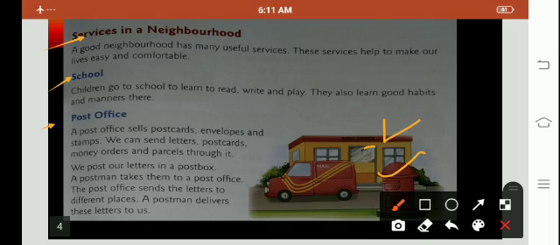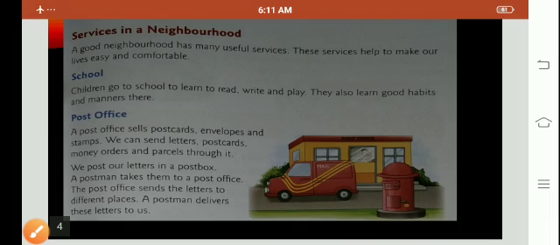And you can also see a person sitting over here. So it is an important facility which is present in a neighborhood. A postman delivers these letters to us. So when we write a letter, we don't have to go to a person's house and give that letter to the particular person. We have to post that letter. Then the postman will drop that letter at the particular address.